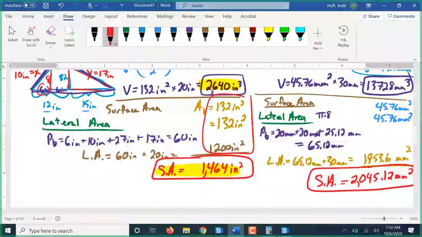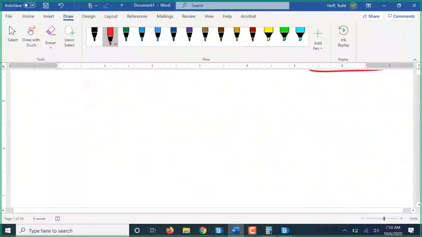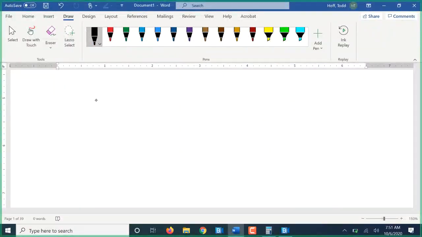What do you think? Not terrible? Okay. We'll see if I can draw this here.